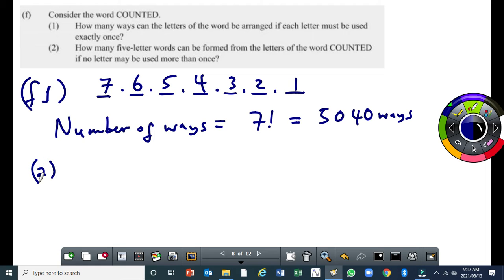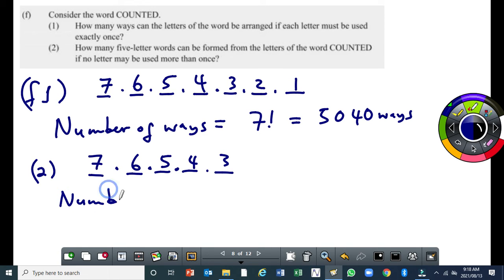Then, the second one. How many 5-letter words can be formed from the letters of the word counted if no letter may be used more than once? So from the same 7 letters, we want to make a 5-letter word. 1, 2, 3, 4, 5. The first position, all 7 can take it. Then 6, since repetition is not allowed. Then 5, then 4, then 3. Then use the fundamental counting principle. So here, the number of ways will be equal to 7 times 6 times 5 times 4 times 3.